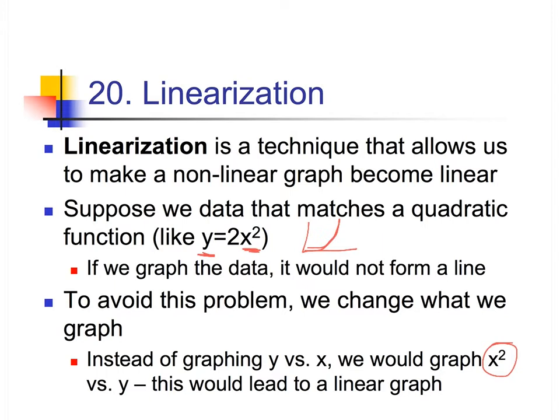The reason why it's working here is that x is no longer our variable. x squared is our variable. And so now this graph is in the form y equals mx plus b. We have some constant m times the thing that's on our x-axis, which in this case is now x squared. And so that graph will end up being a line.